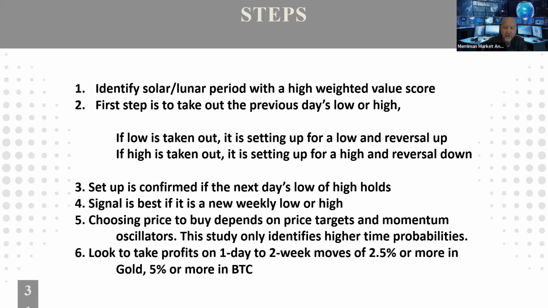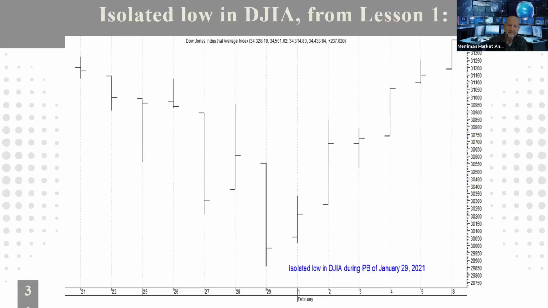And you're looking for at least a 2.5% move off that low or off that high, that's in gold. But if you're in Bitcoin, you're looking for at least a 5% move. Better yet, if you get 8 or 10%, but you don't always get that. But if you've got a high weighted value score and you've got an oscillator setup, then it's more likely you'll get the higher percentage moves in the next 1 to 4 days.